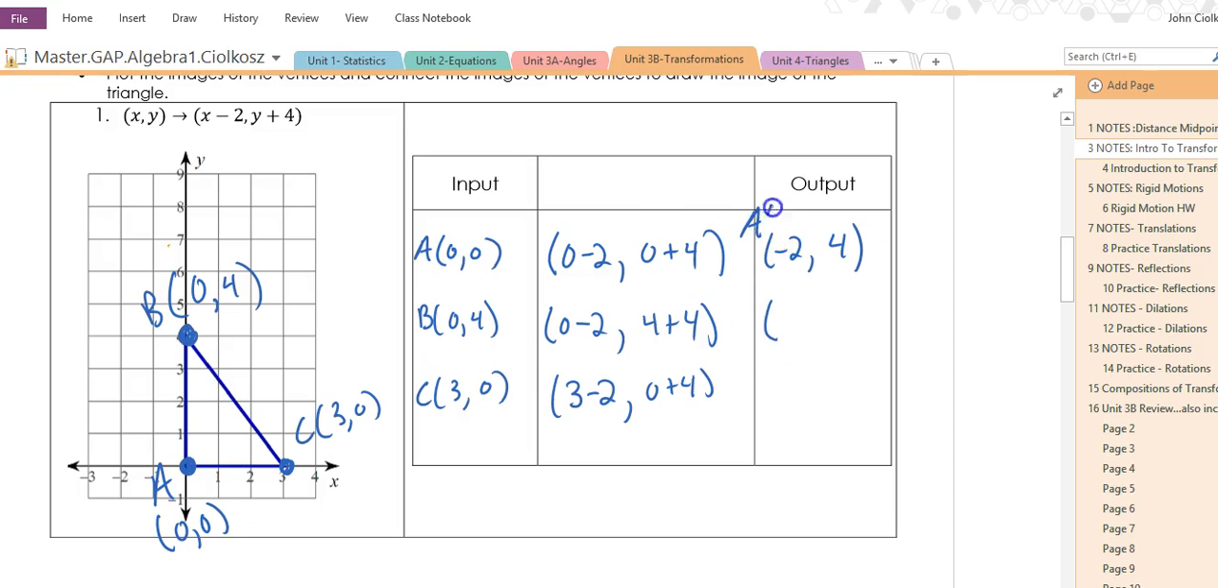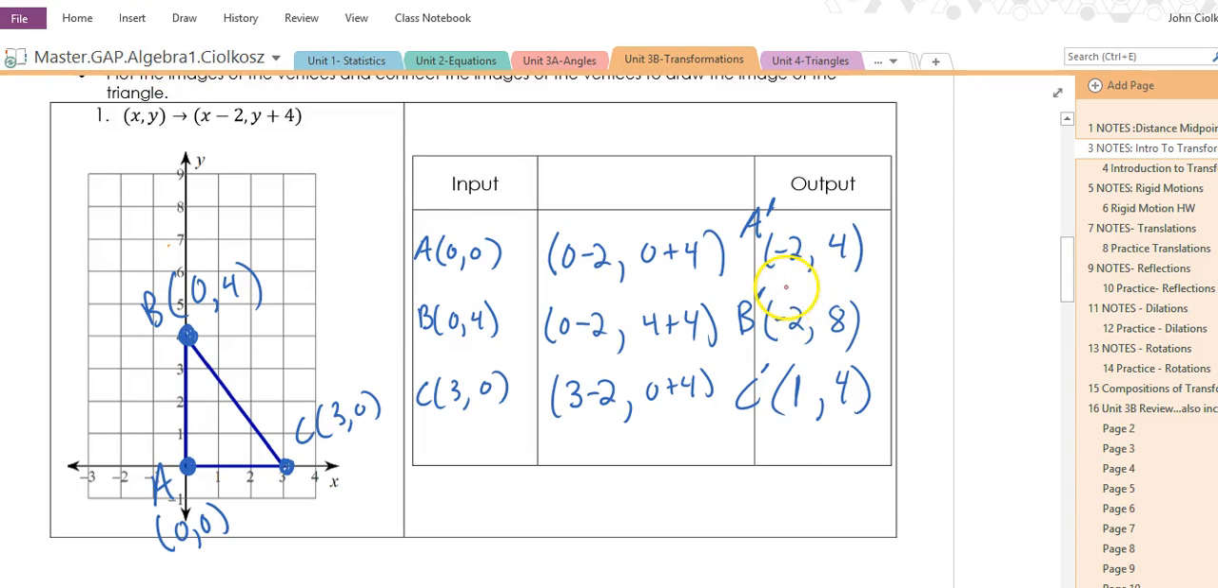So that would be A prime. That little dash just means prime, means after we transformed or moved something. So then B prime, 0 minus 2, 4 plus 4. C prime, 3 minus 2, 0 plus 4.